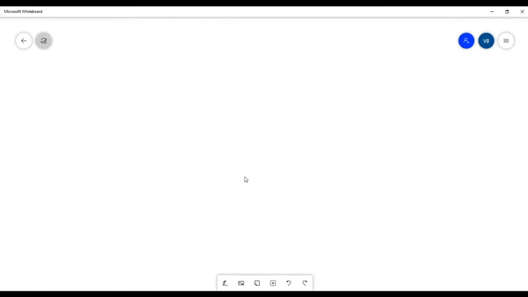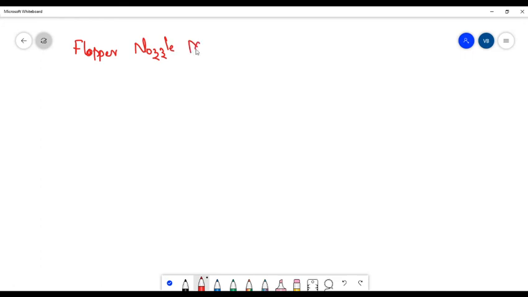So pneumatic controllers use the principle of the flapper nozzle mechanism. What is meant by flapper? Nozzle means we have a hole. Flapper means something like a stick. So the flapper nozzle mechanism is very important.